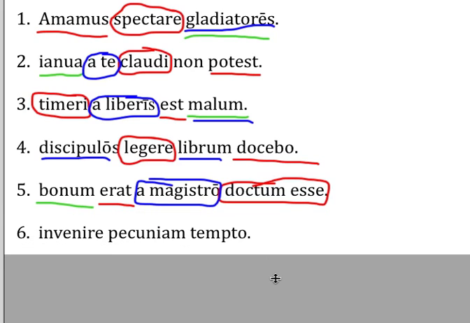Number 6, invenire pecuniam tempto. So, tempto is our main verb. Then we've got an infinitive here in invenire. With that re ending, we know it's going to be a present active infinitive. We've also got pecuniam here. That's good old accusative with that am ending. We look to our verb, look at the ending here to figure out the subject. I try, or I am trying.